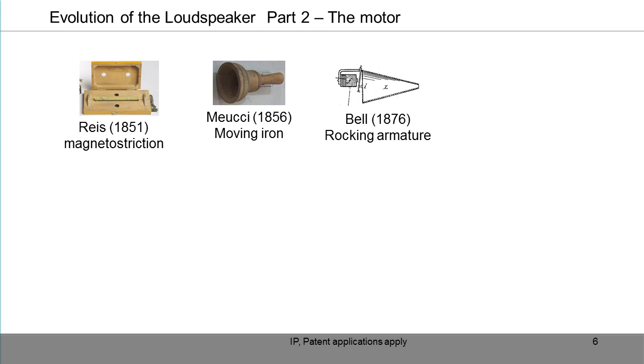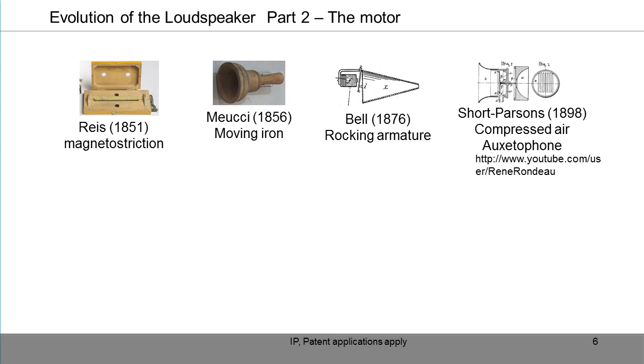into sound. There's a bit of an anomaly here that Short Parsons in 1898 made a compressed air amplifier. This was an air modulated amplifier, not electrical. In those days we didn't have active devices to amplify. I can absolutely recommend you look at that website for that auxetophone. The device played an ordinary gramophone record, but it was too loud for domestic use. It was used for broadcast and other matters. 1898.